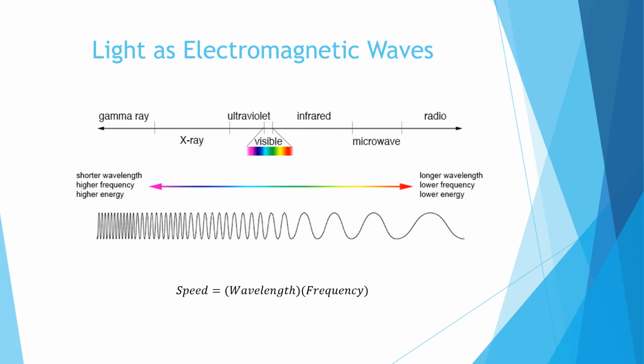It is important to note that all waves within the same medium, such as a vacuum or air, will travel at the same speed. Therefore, if all the waves on this spectrum have the same speed, they must have inversely proportional wavelengths and frequencies. This can be proven with the equation seen here. For example, radio waves have very long wavelengths, but very low frequencies.